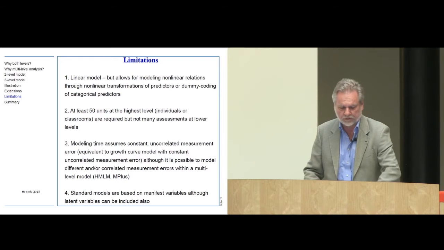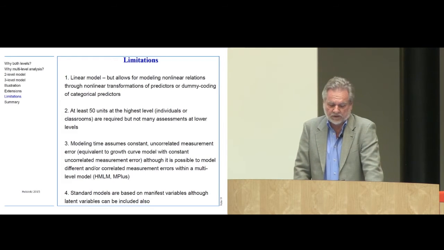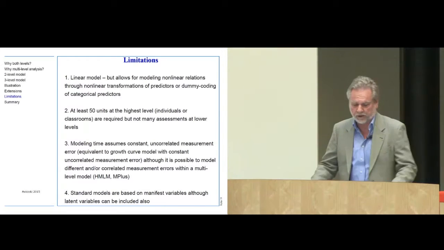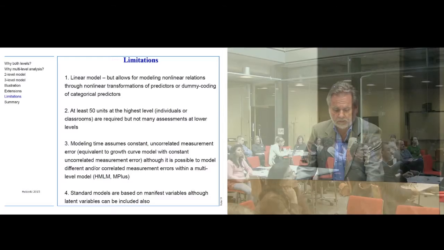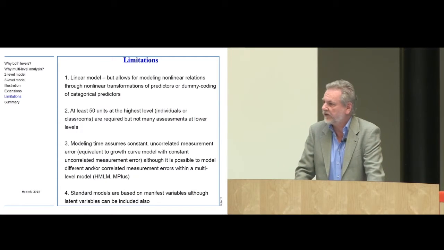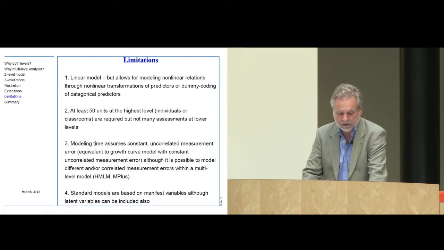But there are limitations, of course. It's a linear model. At least 50 units at the highest level. If you have classroom and many, many other data, maybe 40 is enough. In modeling time, this assumes constant uncorrelated measurement error, which is equivalent to growth curve models with constant uncorrelated measurement error. And this brings this talk close to the next one. We'll talk about this limitation there specifically.